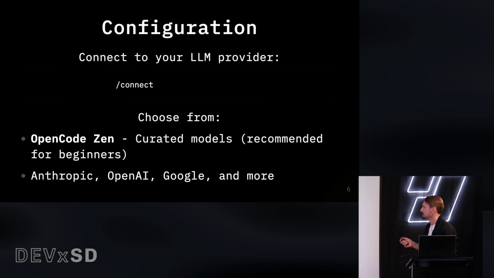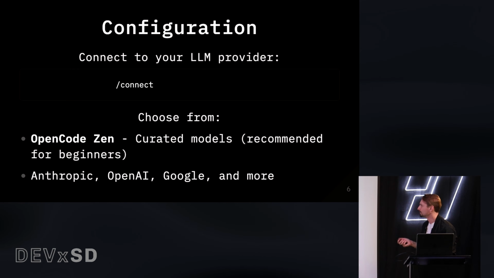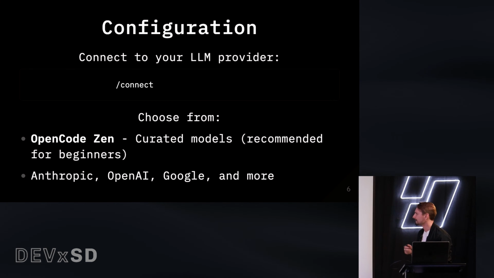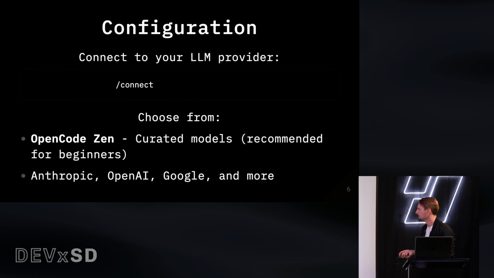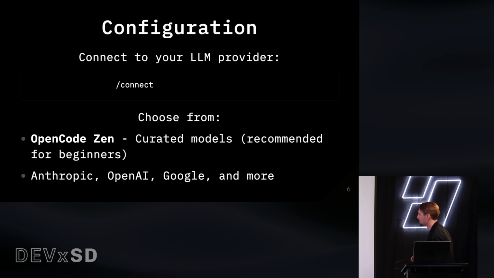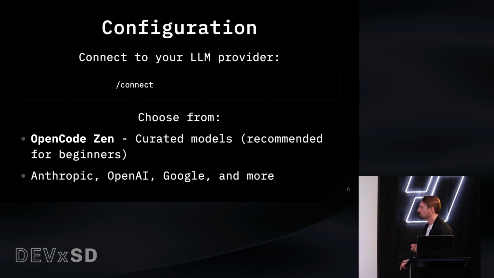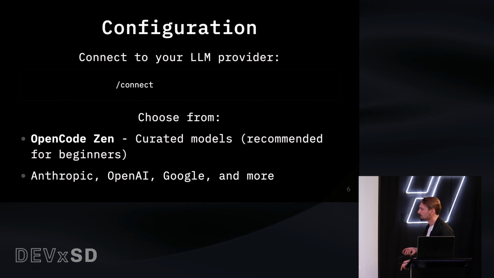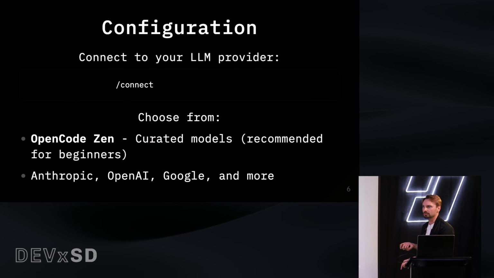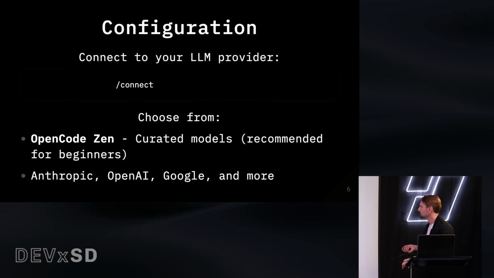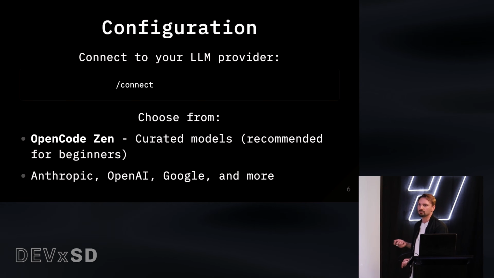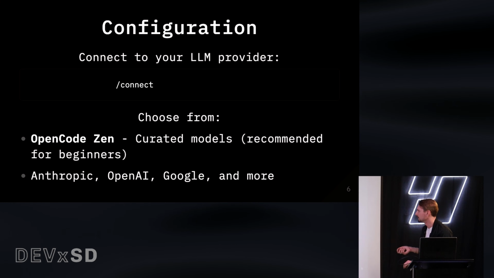Once you have it installed, you might want to go to your project in a terminal, and it's as simple as running connect to start connecting to a provider. You might want to use Anthropic, OpenAI, Google, and more, and pay for the token tier, or OpenCode does offer a provider themselves that links out to other models, and you can pay per token there. And that's a really curated experience, recommended for beginners just to try it out and then dig in further.